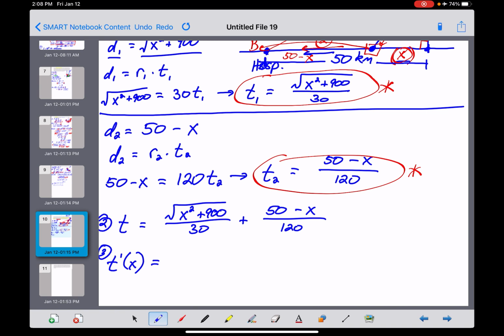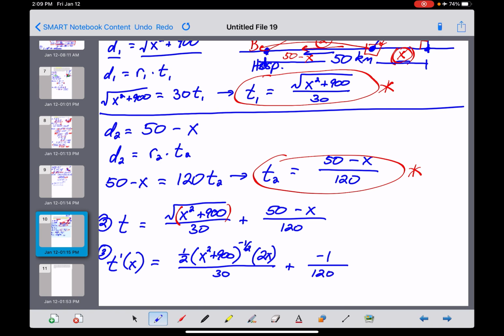Okay, equals. And we're going to do the derivative here term by term. So I've got something here to the 1/2 power. So its derivative then is going to be, let's take a look, guys. It's going to be a 1/2 times the same base, x squared plus 900, now to the negative 1/2 power, times the derivative within, which is going to be a 2x, and that still is all getting divided by 30. Gotcha. And then plus from there, again, the derivative of (50 minus x) over 120, we're really just doing the derivative of the top, which is going to be a negative 1, and the denominator just stays the way it was, which is going to be a 120.